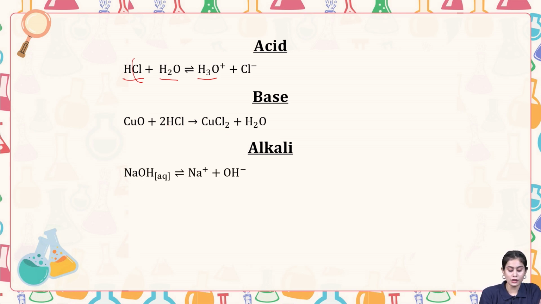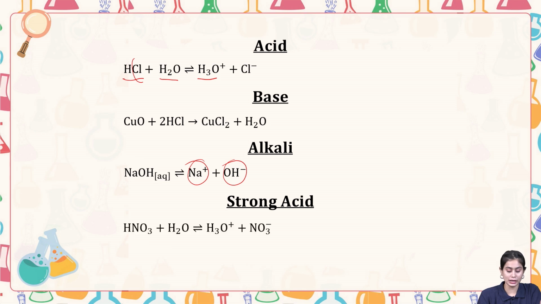Here, as you can see, sodium hydroxide dissociates to form sodium ion Na+ and hydroxide ion OH-. This is important. This is how your sodium hydroxide dissociates. Clear?